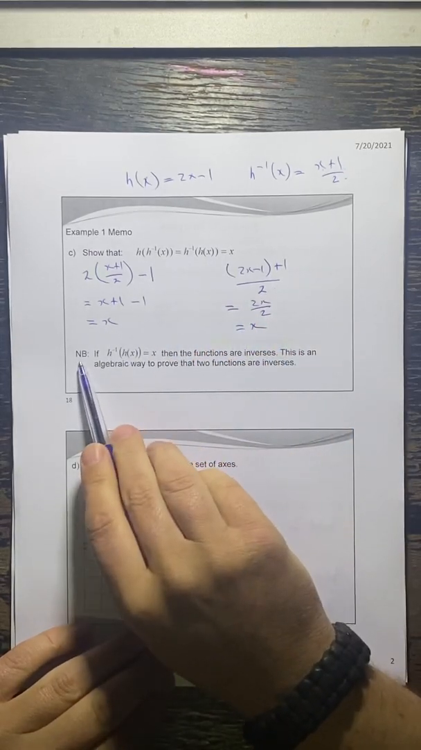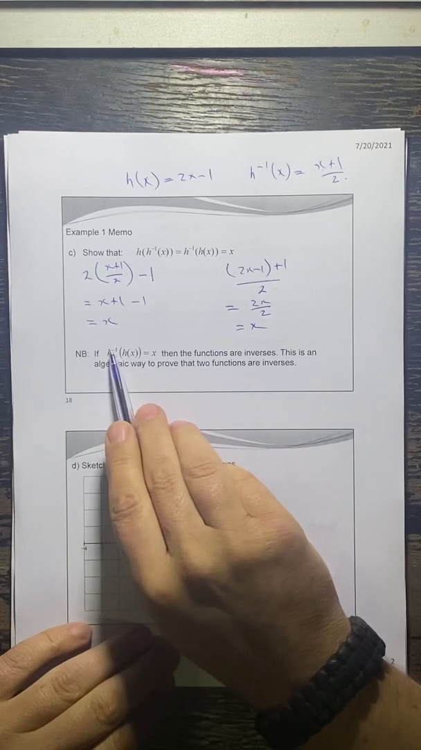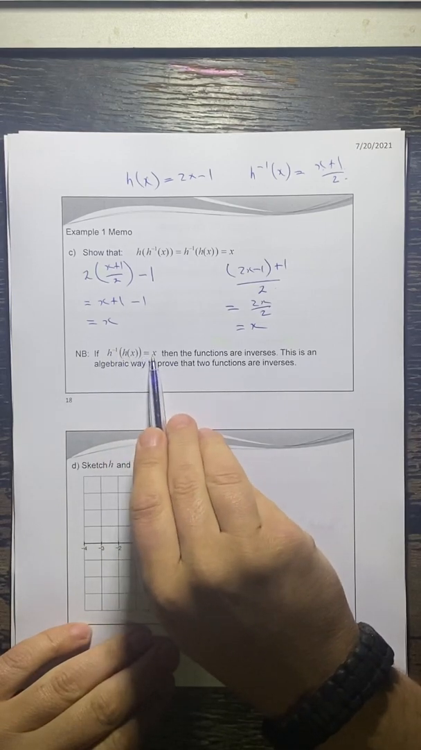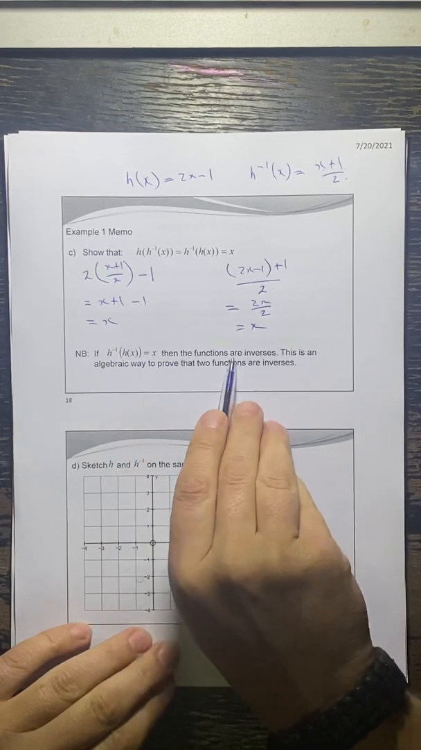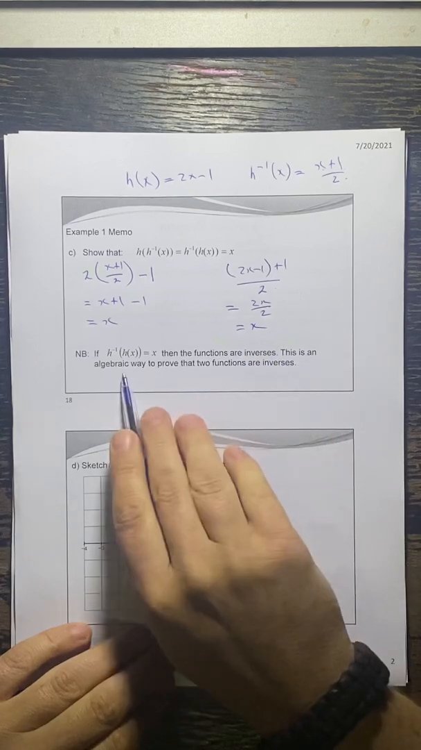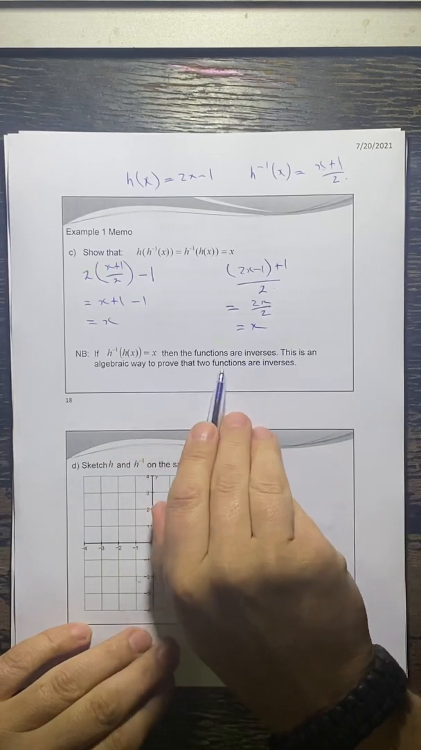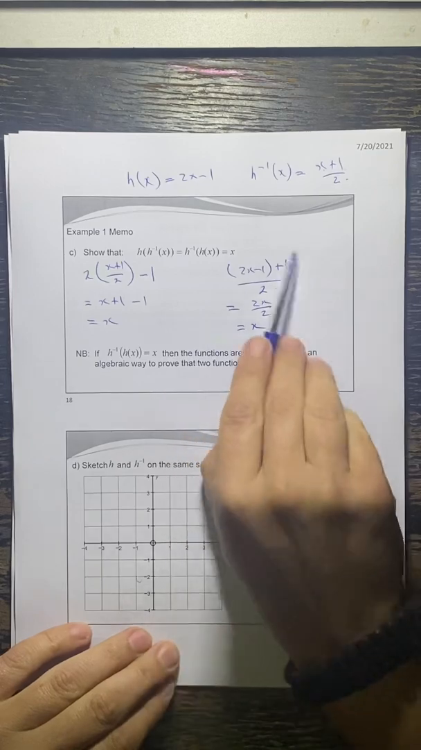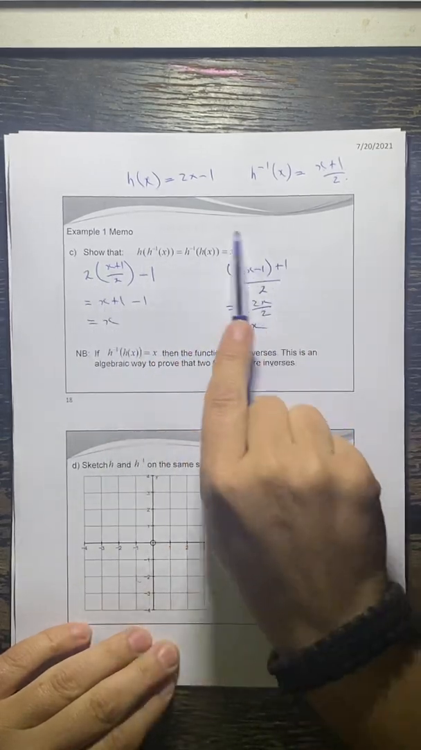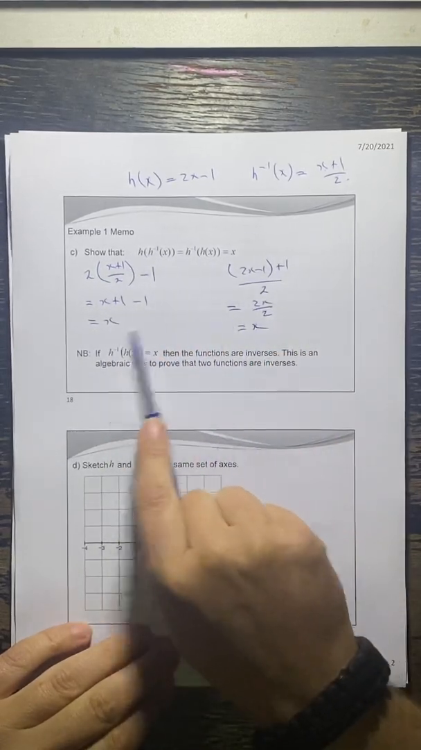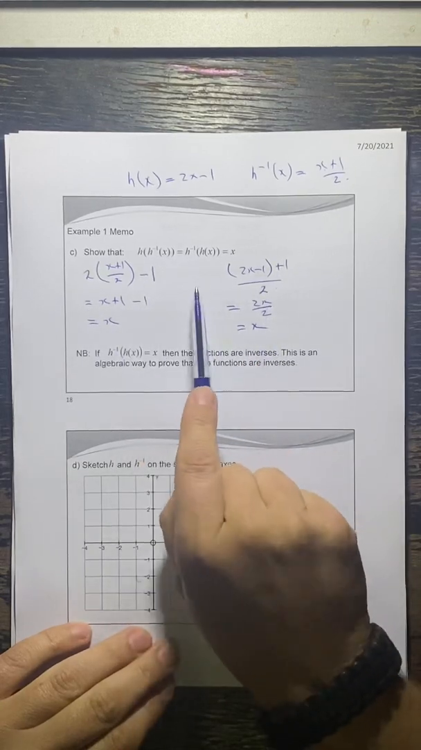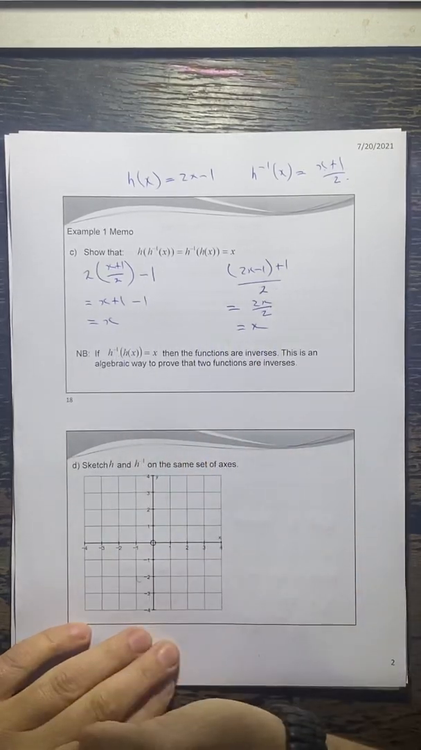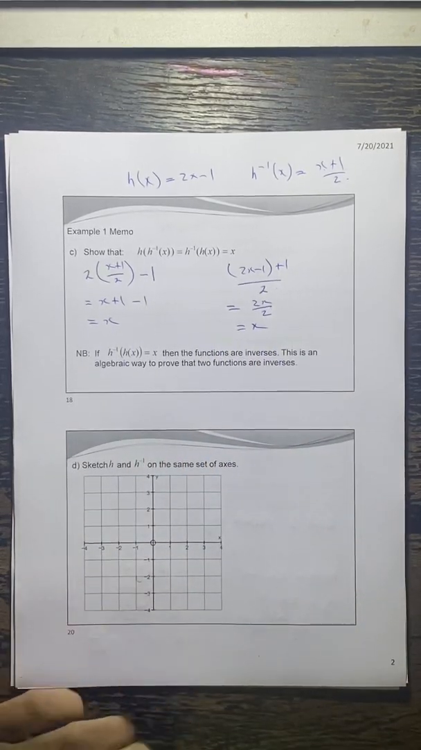Important: if H inverse of H of x is equal to x, then the functions are inverses. This is an algebraic way to prove that two functions are inverses. Now, if you take maths into tertiary level, you will talk about injective and surjective functions, which you'll use something like this.